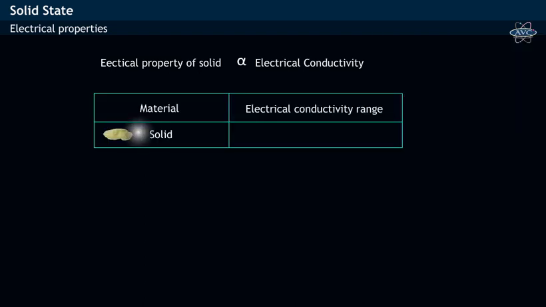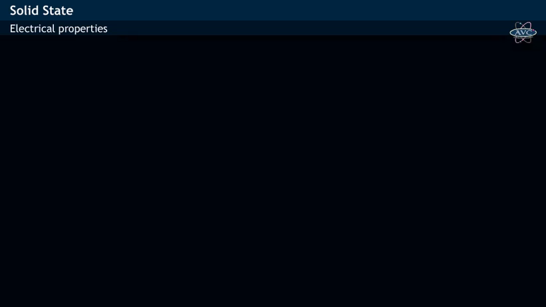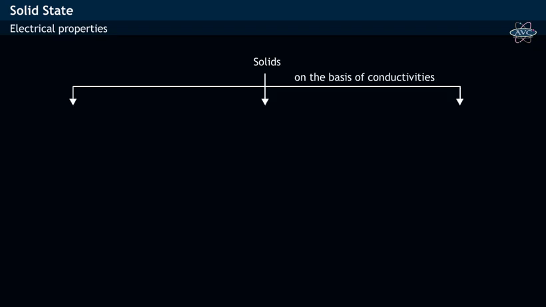Generally, for a solid material, the electrical conductivity ranges from 10 to the power of minus 20 to 10 to the power of 7 ohm inverse meter inverse. Based on the electrical conductivity, solids are classified as conductors, insulators, and finally semiconductors.